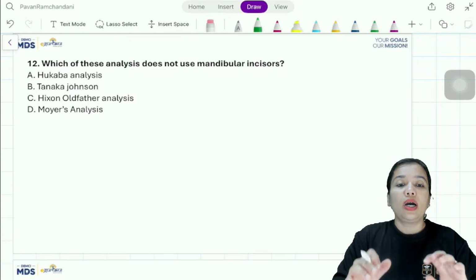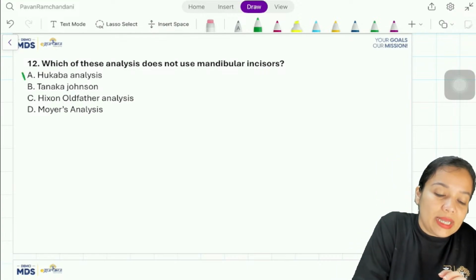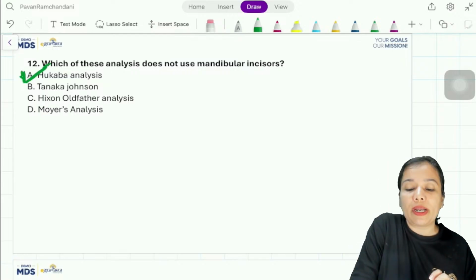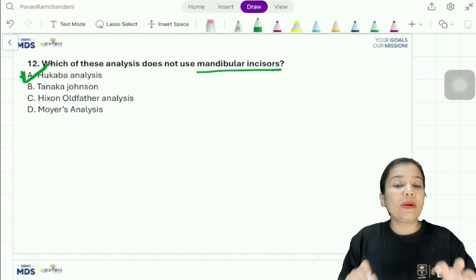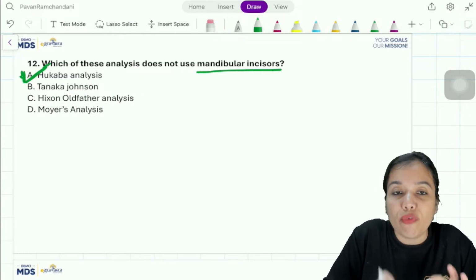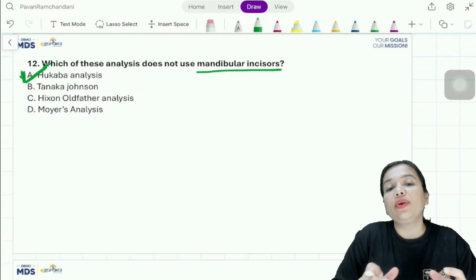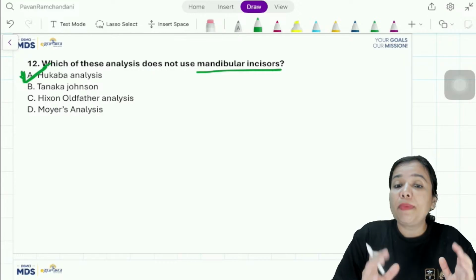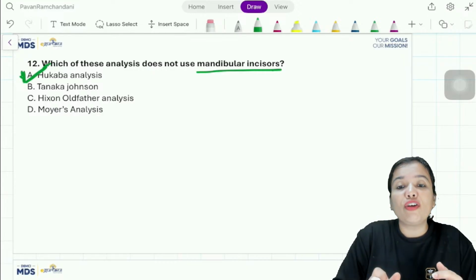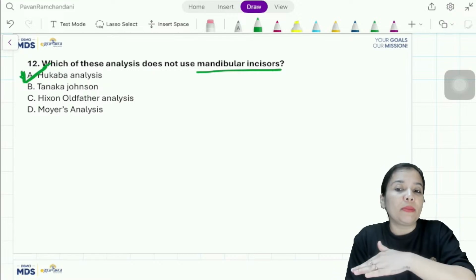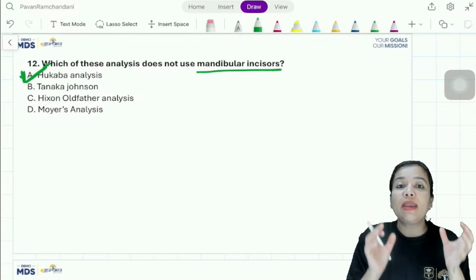The answer here is Hixon-Oldfather's analysis... Hookabah's analysis is the one that does not use the mandibular incisors. Hookabah's analysis was recommended by Hookabah GW in the year 1964. It compensates for the radiographic enlargement of the tooth image in the periapical film. It is based on the assumption that the degree of magnification of a primary tooth will be the same as that of the underlying permanent successor on the same film.